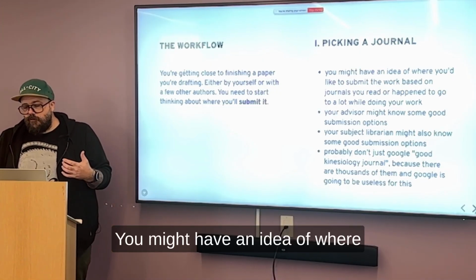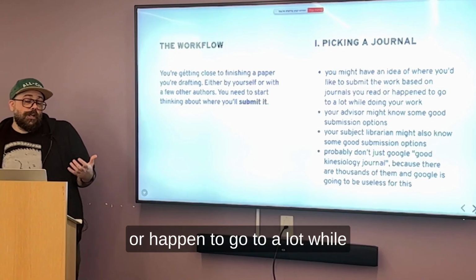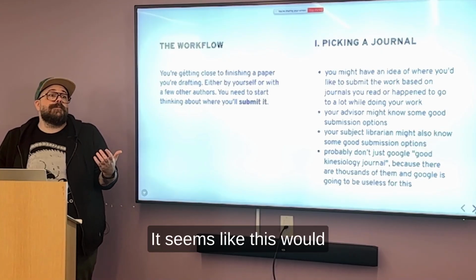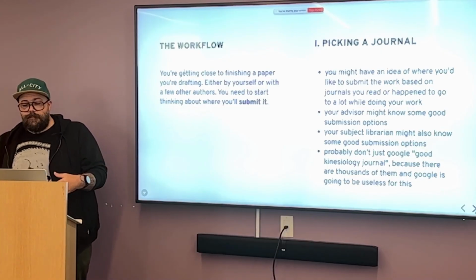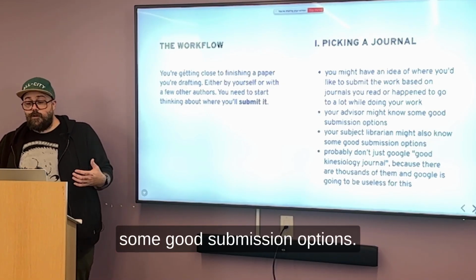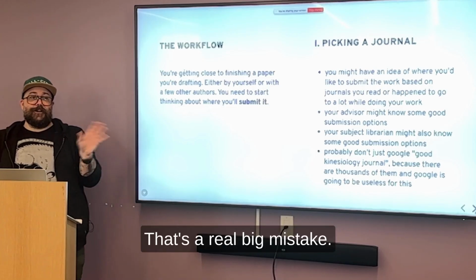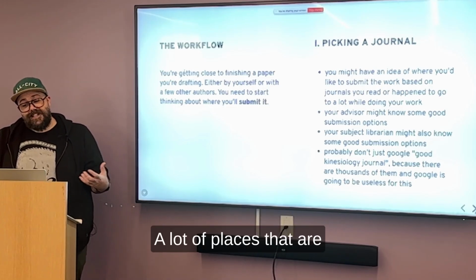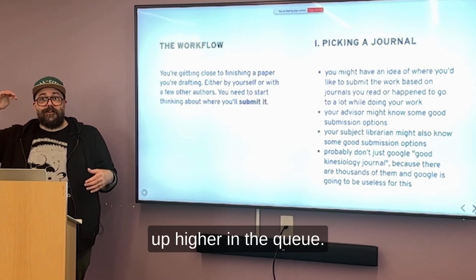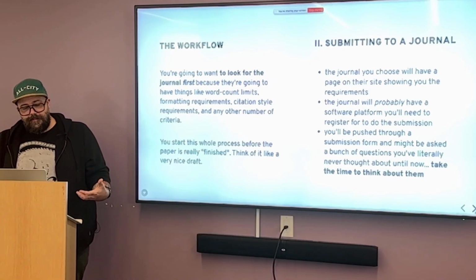You might have an idea of where you'd like to submit based on the work of journals you read or happened to go to a lot while you were doing your work. So you might have an idea like, well, I read this journal a lot when I was doing this research. It seems like this would be a sensible place for me to submit my work. Your advisor might know some good submission options. A subject librarian might know some good submission options. Probably don't just Google like good journal. That's like a real big mistake. A lot of places that are sort of like bad faith publishers are very good at search engine optimization, and they will end up higher in the queue. So don't just Google give me a good journal, but instead look for other things.